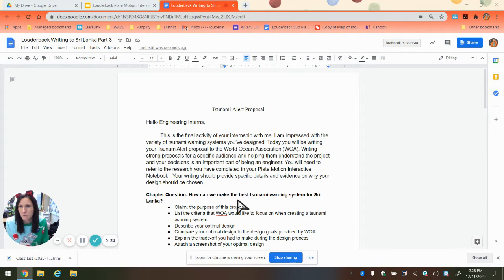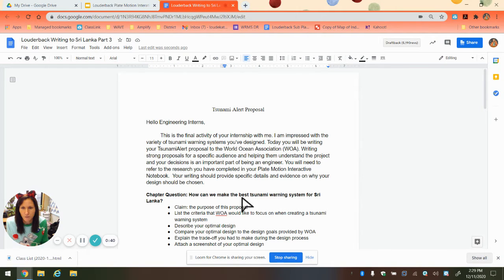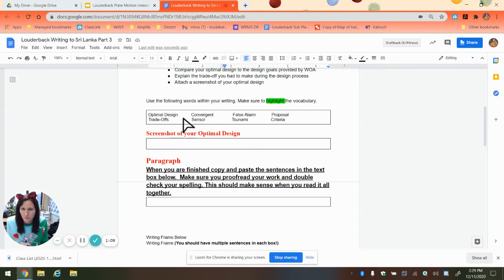Ideally, the two things you should have open are your interactive plate motion notebook and your writing to Sri Lanka. We're going to start with making sure we have our purpose of the proposal. We're going to list the criteria that the World Ocean Administration has lined out for us in creating our warning system, describe the optimal design, compare your optimal design to the project goals, and explain any trade-offs you had to make for the design process. We're also going to add a screenshot of your optimal design in the Google Doc. And then lastly, we'll highlight the vocabulary in our paragraph.